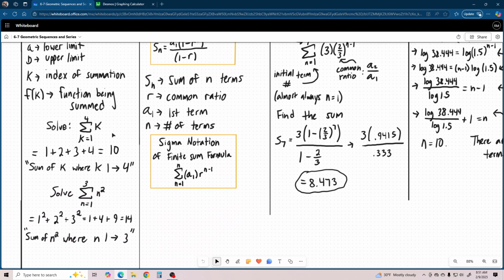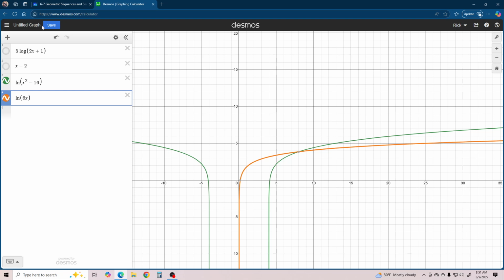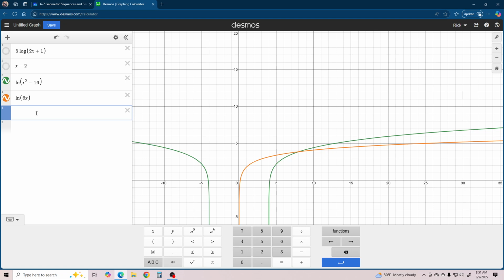All right, so let's solve the sum of k from 1 to 4. Now, k is just a variable. If you think about this as if f of x equals k, well, what would that look like on a graph? If we go back here and type it in, if I have k, or y equals, it's the same thing as y equals x. It's just a variable, just a letter. We're getting a line. Does that make sense?